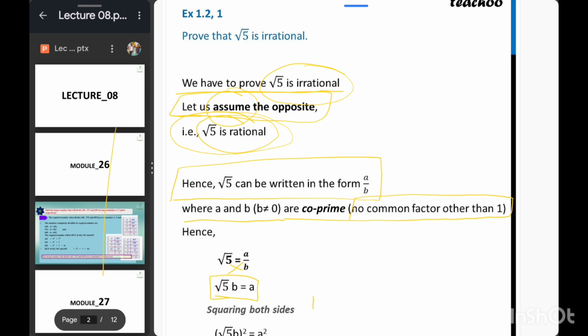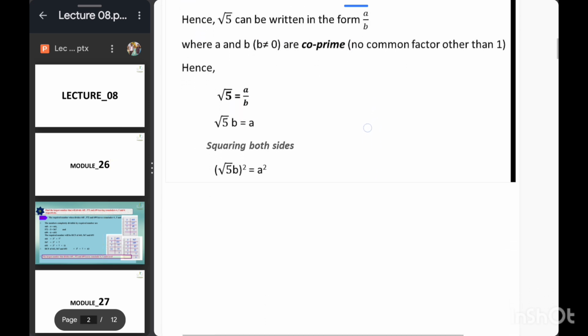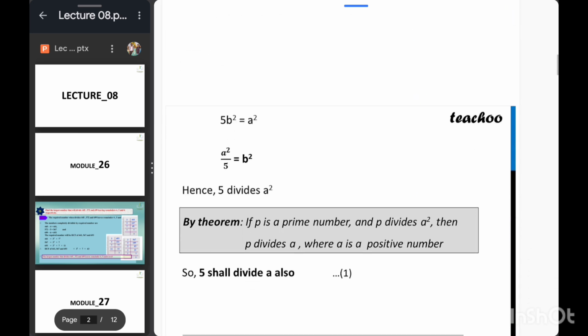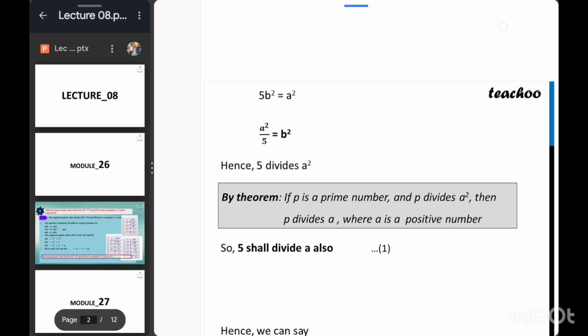Squaring on both sides, we get root 5 b whole squared is equal to a squared. The square and root cancel, so 5b squared is equal to a squared. Then shift the 5 to the right-hand side: a squared divided by 5 is equal to b squared. Hence 5 divides a squared.